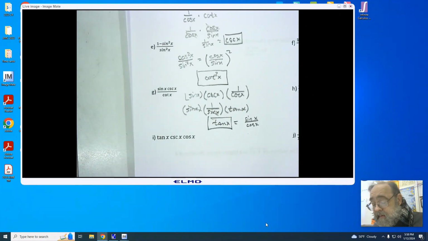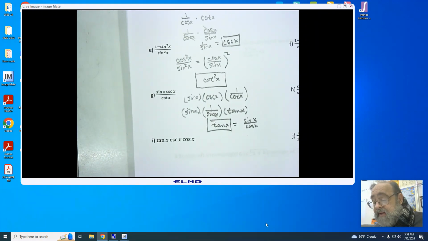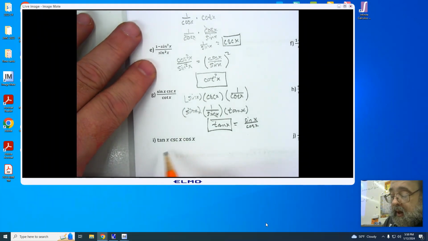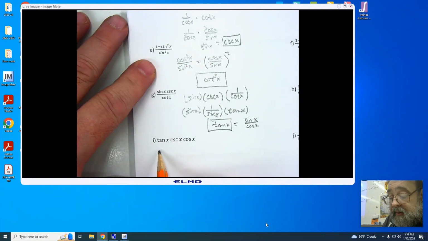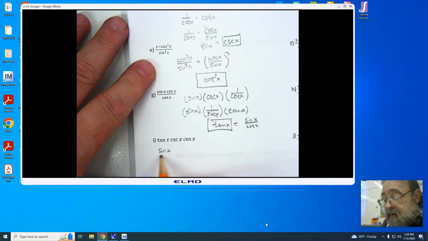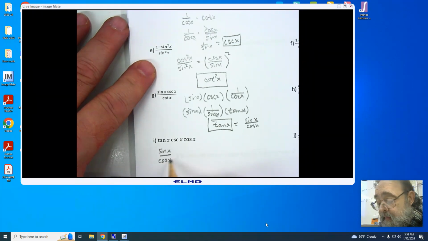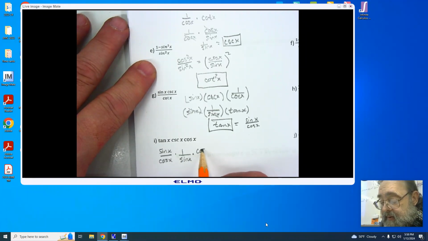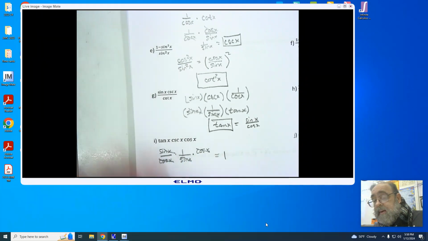Next, we have the tangent of x times the cosecant of x times the cosine of x. I'm going to just as easily call the tangent of x the sine of x over the cosine of x times the cosecant of x, which is 1 over the sine of x, times the cosine of x. Notice the cosines are going to cancel, the sines are going to cancel. This is going to equal 1.